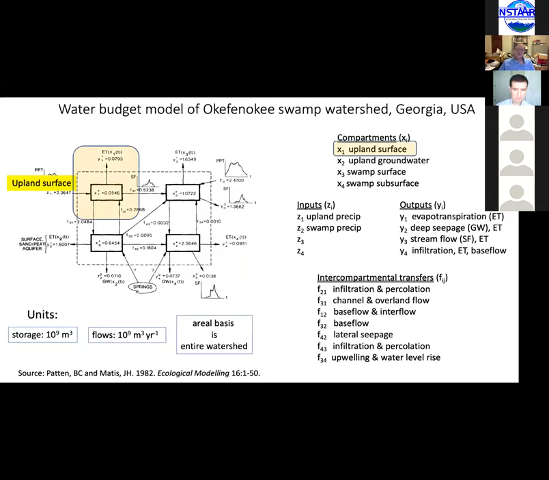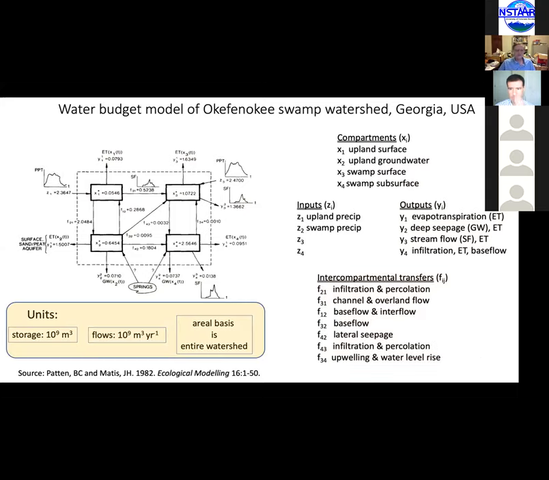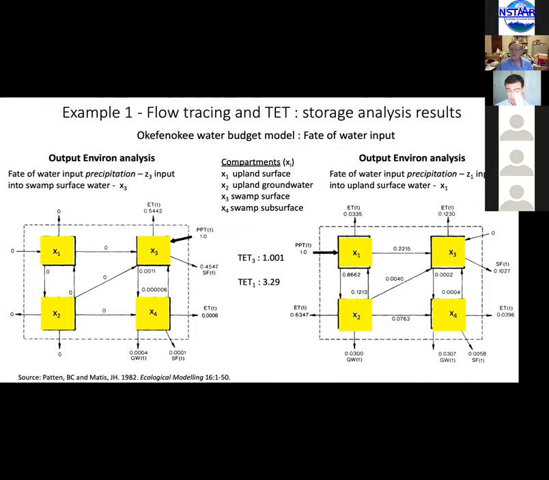So here's that model. We've got four compartments to make it simple. The upland surface is compartment 1, upland groundwater is compartment 2, swamp surface is compartment 3, swamp subsurface is compartment 4. We're going to have precipitation on the uplands, precipitation on the swamp, and we have outputs. Briefly, they can include evapotranspiration, streamflow, and groundwater. Not going to do anything much with the transfers. And of course, the units here are volume of water, and volume of water per year, and the watershed is the area.